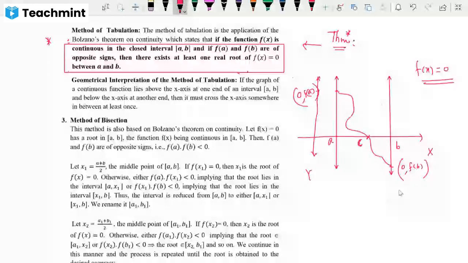Surely this function should be continuous in the closed interval [a, b], and if f(a) and f(b) have opposite signs, then there exists at least one real root of f(x) = 0, meaning at least one c belonging to R such that f(c) = 0 between a and b. Its geometrical interpretation you can see here. You can write the geometrical interpretation of the theorem.